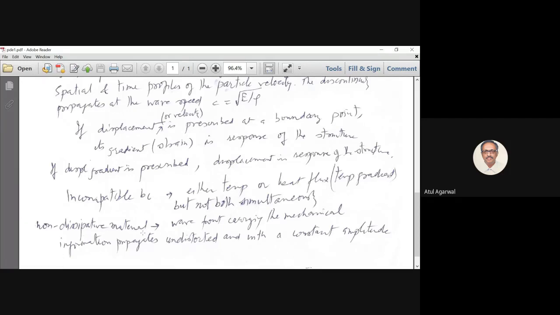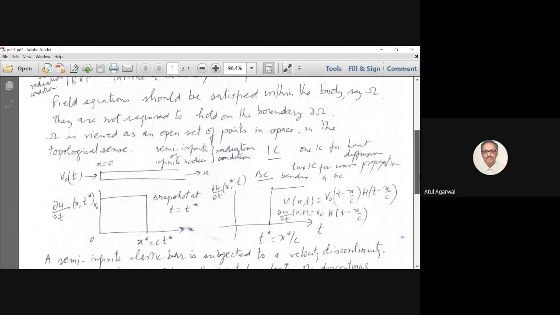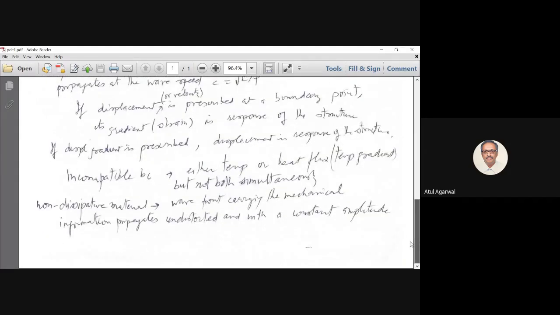In a non-dissipative material, the wavefront carrying the mechanical information propagates undistorted and with a constant amplitude. Here we had seen wave propagation in a non-dispersive medium. There was no dissipation. So the wave propagates in a sharp manner without any dissipation, without any distortion, with a constant amplitude.